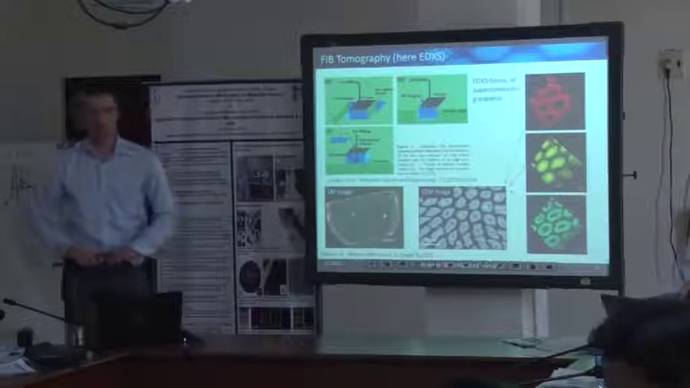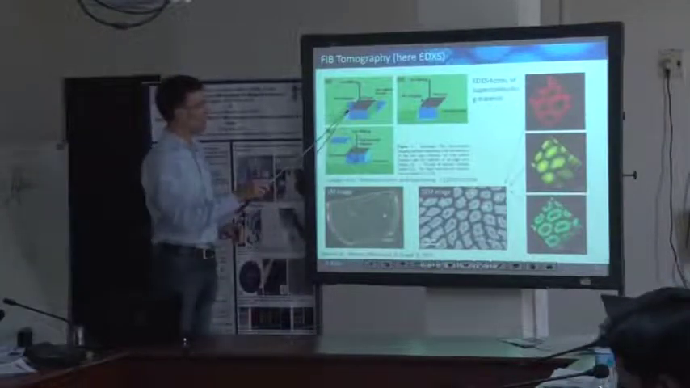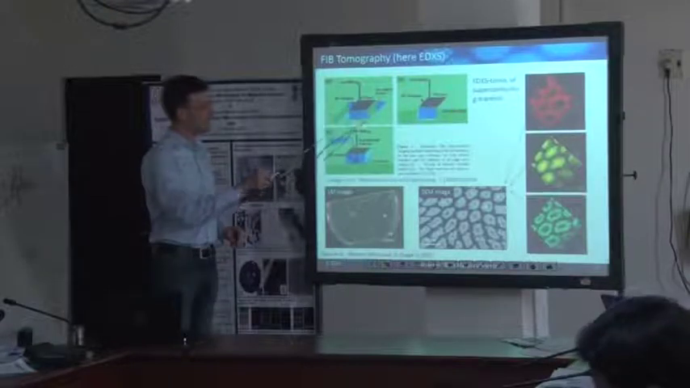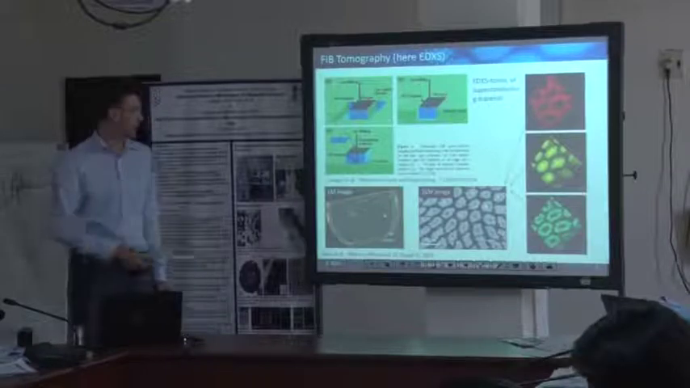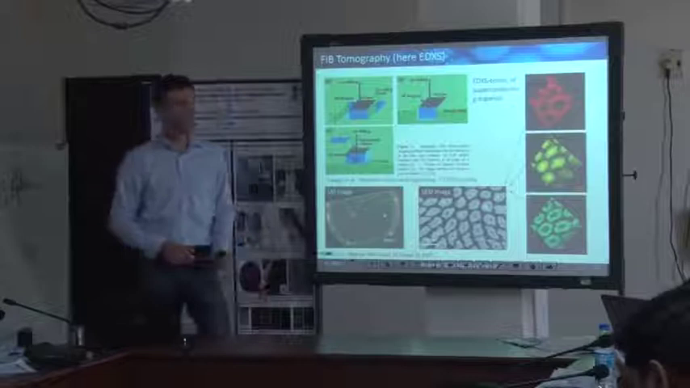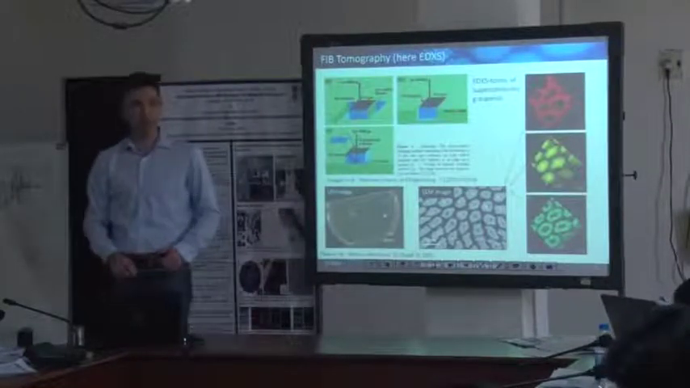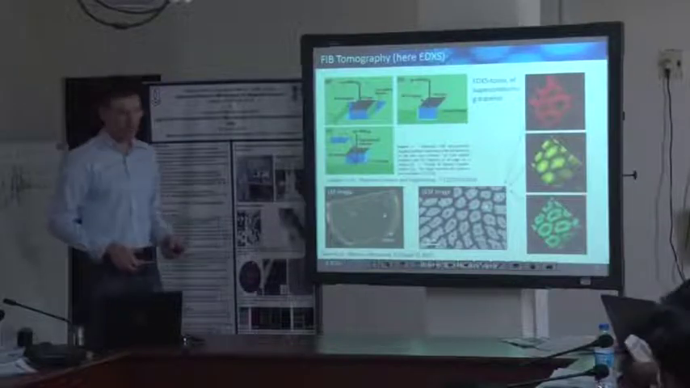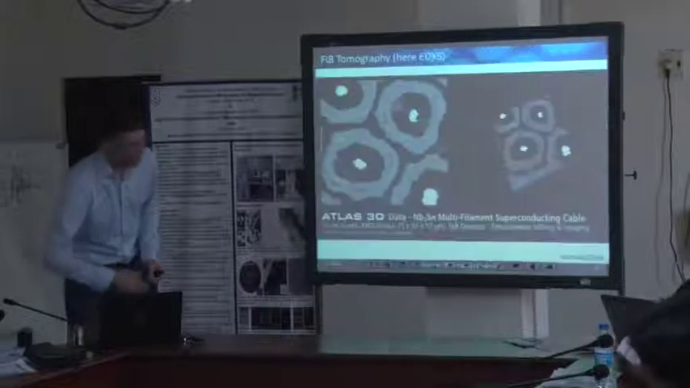This is only one example that you already saw about FIB tomography, where the sample is removed slice by slice, and in each slice we just determine either the local microstructure by imaging or the local chemistry by energy dispersive spectroscopy. And you can combine all that. You already saw that, so I'm not going into the details anymore.